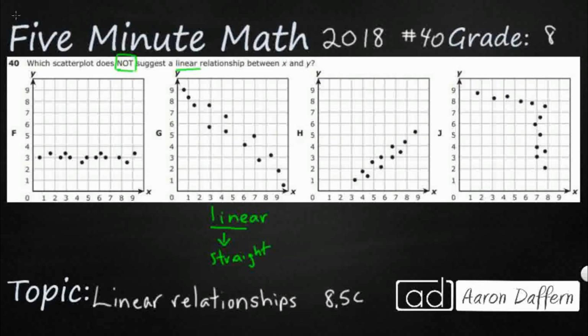And then this word is also going to be helpful, suggest. So it doesn't have to necessarily show a straight line that's 100% perfect. Suggest kind of softens it a little bit, like it hints, or it's kind of like a halfway, like you would put something like approximately or an estimate, right? It's not going to be 100% perfect. It's going to hint at a linear relationship.